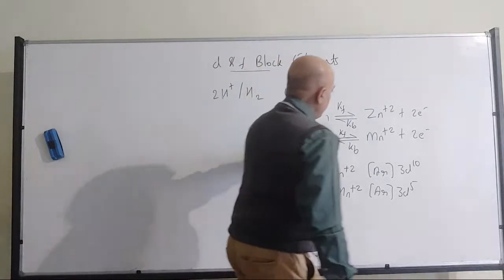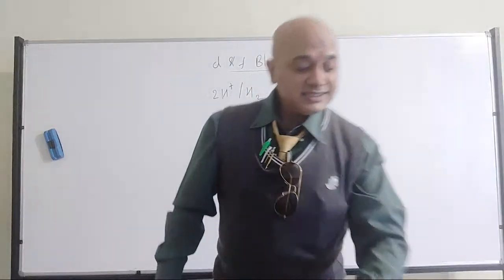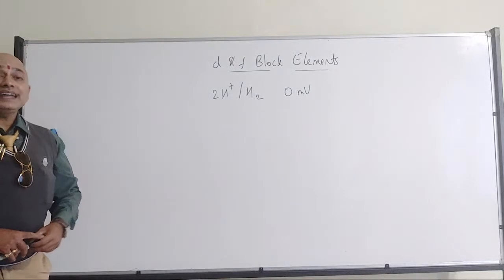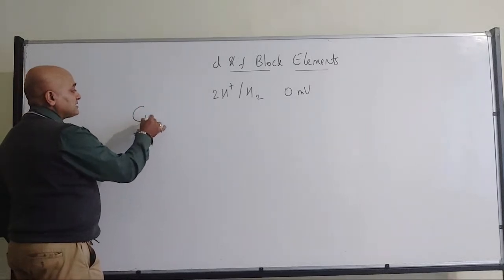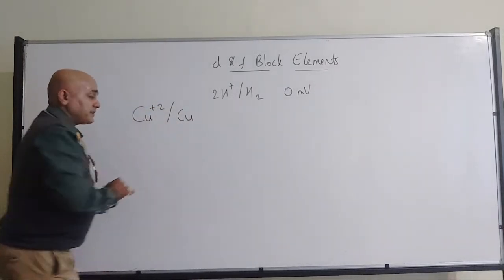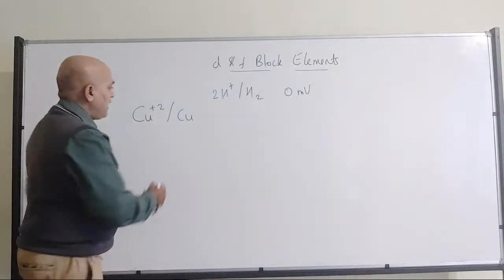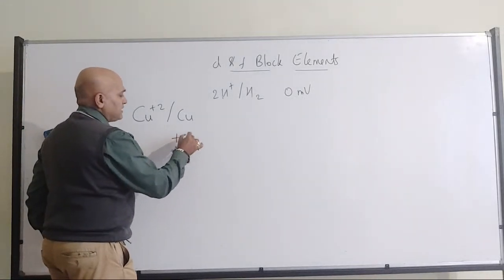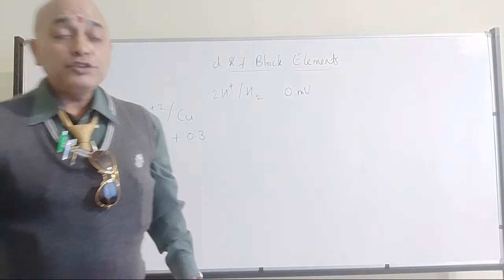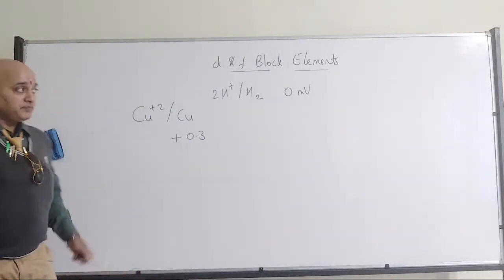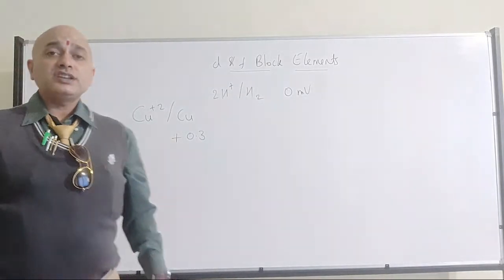But we have one of the 3D series elements which will not have the negative value. That one is the copper plus 2 copper redox couple. This particular redox couple does not have the negative value. It has a positive value somewhere around plus 0.3. No need to remember the values and all, but you should remember which will be having negative and which will be having positive. So this is one of the elements which is having the positive redox potential value.